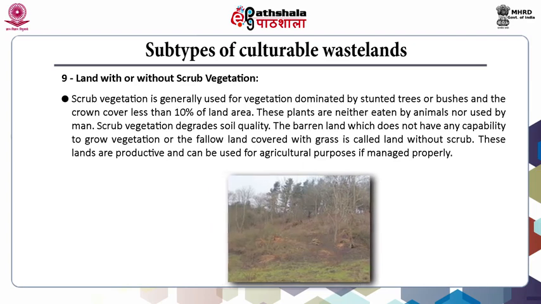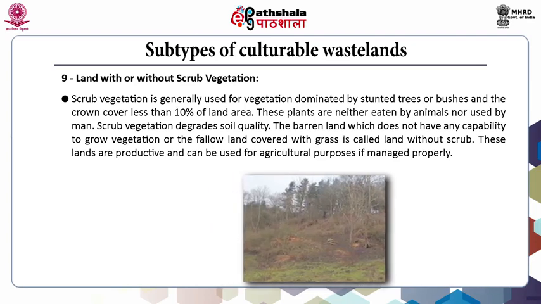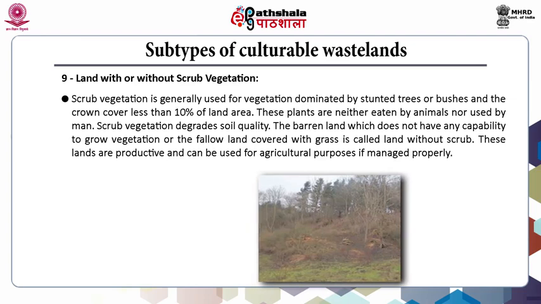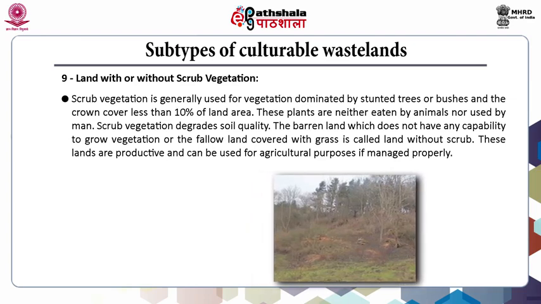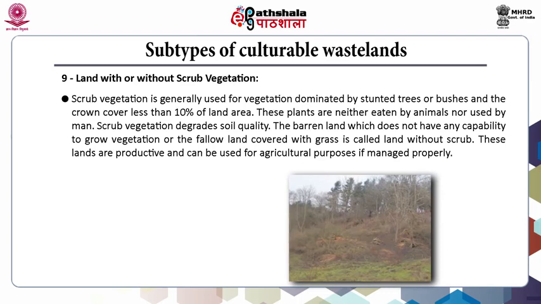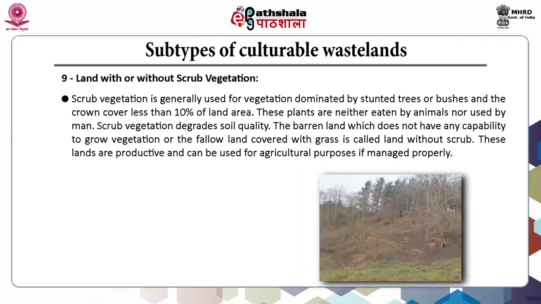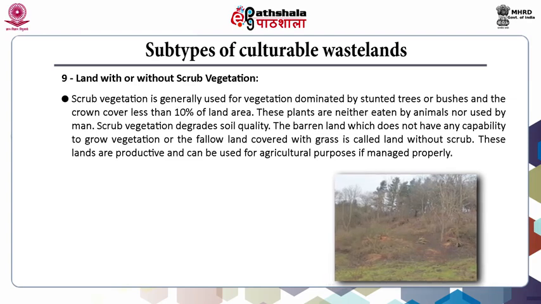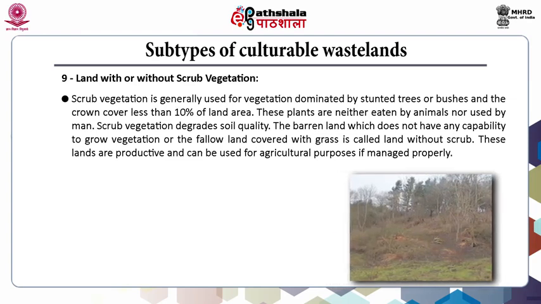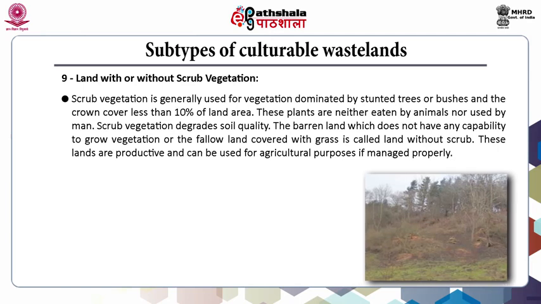The barren land, which does not have any capability to grow vegetation, or the fallow land covered with grass, is called land without scrub. These lands are productive and can be used for agricultural purposes if managed properly.